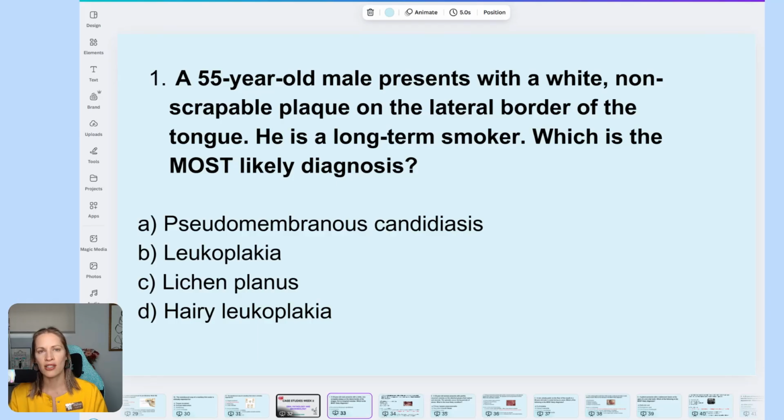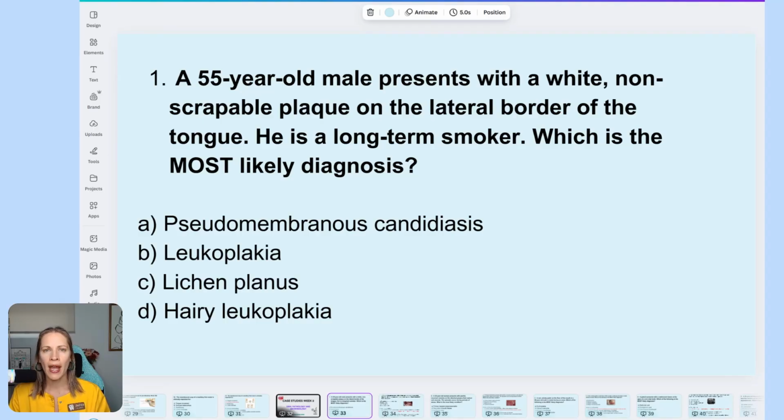So if you really didn't know what the answer was, you could go back to that and say, okay, it could be B or it could be C, but I know C is more prevalent in females, so I'm going to take an educated guess and it's going to be B, okay, just as an example. But back to the question here, it's a white, non scrapable plaque on the lateral border of the tongue. So the color is white. It's not red, it's not purple, it's not yellow, it's white. Non scrapable means you've tried to remove it and it's not coming off.